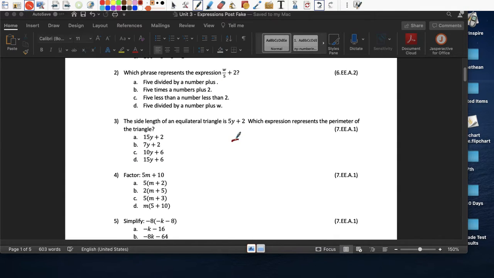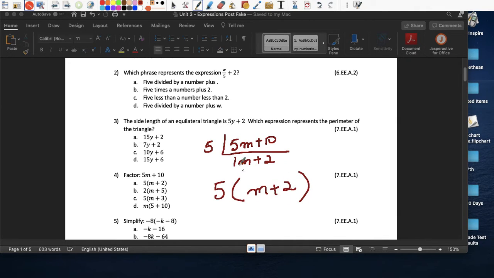4, factor, so we want to take out a common factor. Right, so if you do the ladder method, what number goes into 5 and 10? Well, besides 1. 2 doesn't, 5 does. Right? So do they share a common variable as well? No, they don't. So they only share the GCF, which is 5. So 5 goes into 5 one time, and then 5 goes into 10 how many times? 2 times. So it should look something like this.